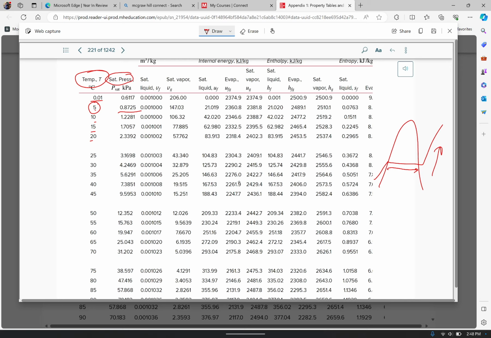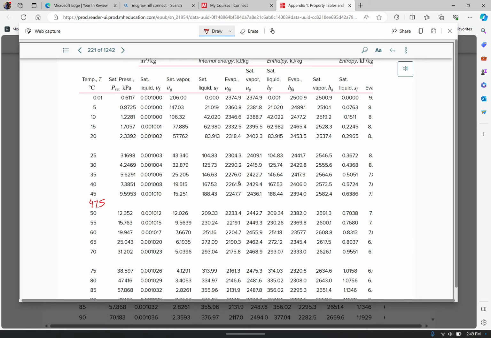Then you're going to have your specific volumes, your internal energy, your enthalpies, and then going down the line, your entropies. Now, why do we need this table? Why do we have to come and look at this table? Well, the reason is that I'm not always going to get data that perfectly falls on the lines here. I might find that they want to know what happens at 47.5. Okay? And oh, dang it, I don't have 47.5.